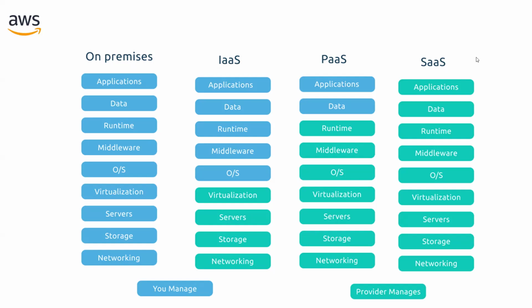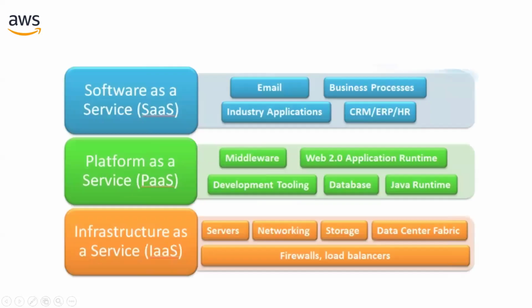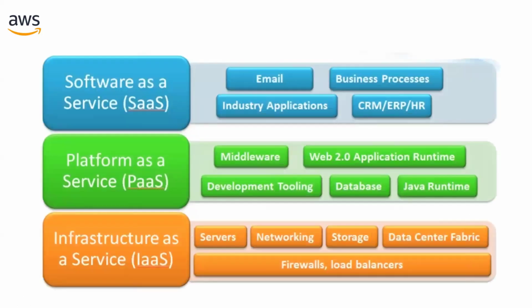Fine. So this is all about the computing models here. Now this is an example. Infrastructure as a service: server, network, storage, data center, fabric, firewall, load balancer. This all comes under infrastructure. Platform means middleware, web application, development tools, database, Java runtime. This all comes under platform as a service. And we have software as a service like email, business processing, industrial applications, CRM, ERP, HR. This all comes under software as a service.